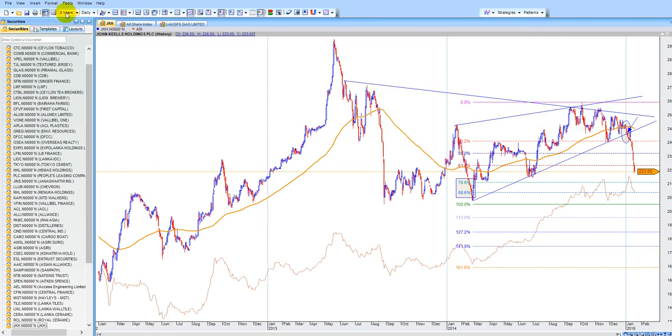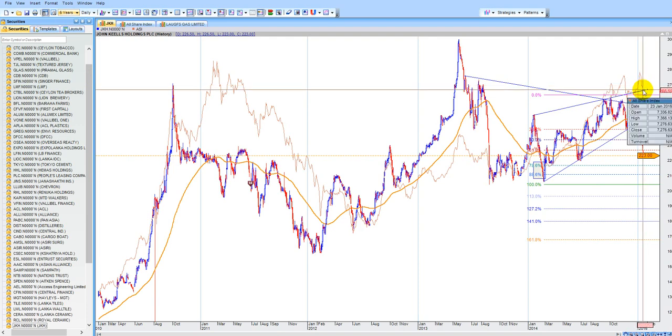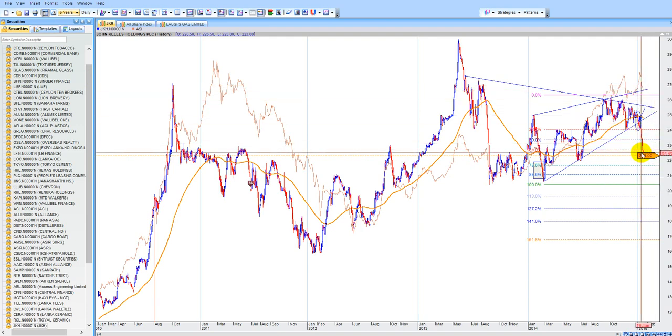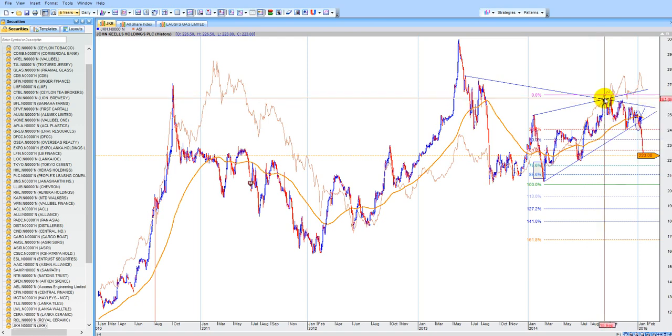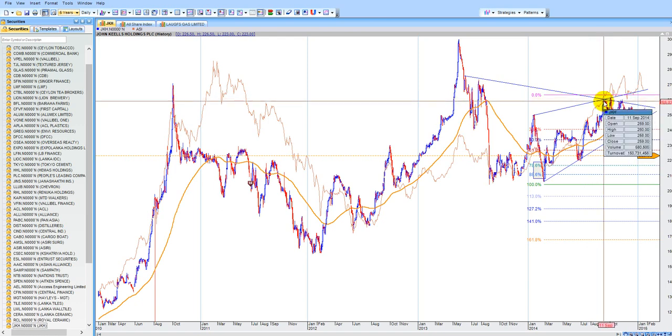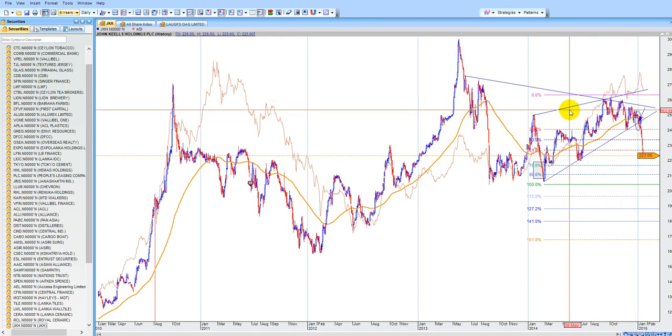Now if I change this one to let's say 5 years, have a look at it. So over 5 years, JKH has not been able to outperform the index. Okay, so this is a comparison we are doing over 5 years.